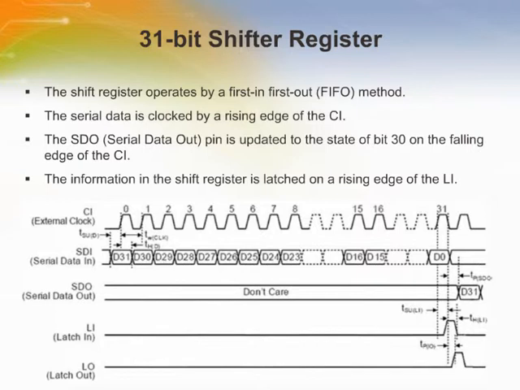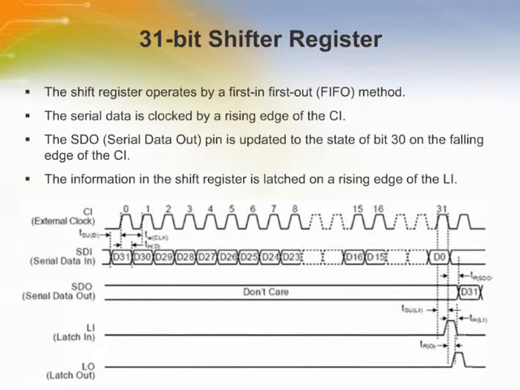The LED driver has a 31-bit shift register that loads data through the serial data input pin. The shift register operates on a first-in, first-out method. The most significant bit, bit 30, is the first bit shifted in, and the least significant bit, bit 0, is shifted in last. The serial data is clocked by a rising edge of the clock input pin.